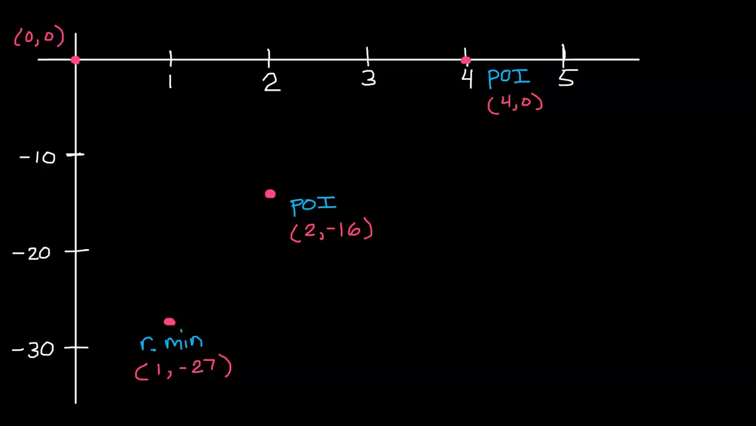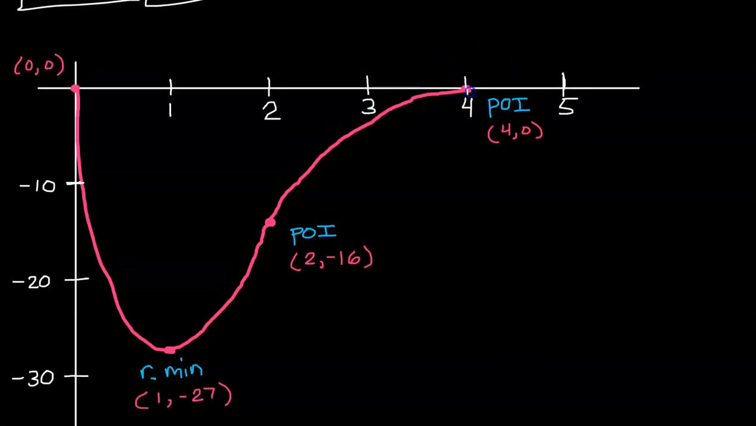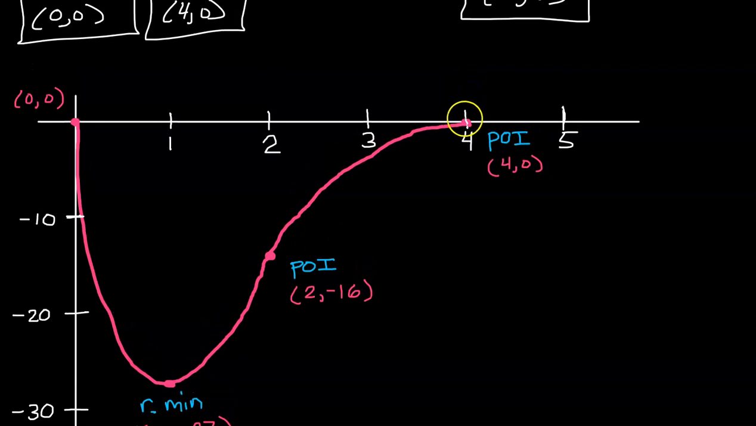So the function should be concave up and decreasing until we get to the relative min, where it starts increasing, still concave up, but then at the point of inflection, it switches over and begins to be concave down until it gets to the second point of inflection, where it begins to turn and it will become concave up again.